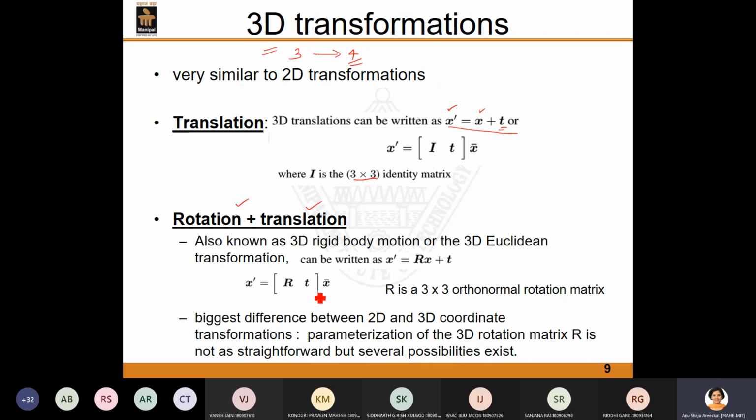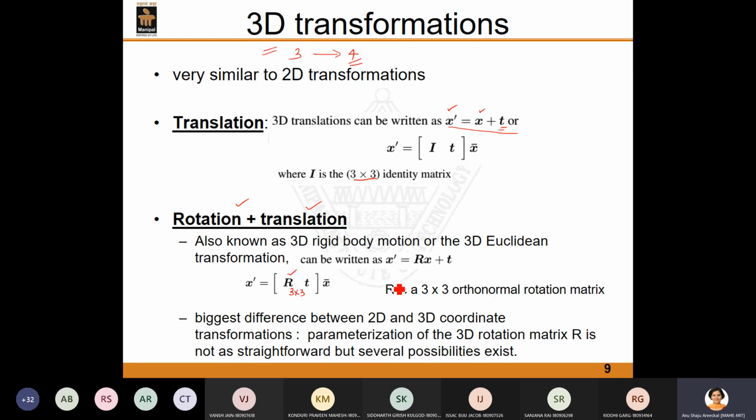And this is how we write the matrix form, right? Now, in the case of 3D, the dimension changes. Instead of 2 cross 2, this becomes a 3 cross 3 rotation matrix. Just like in the case of 2D, where we say that the rotation matrix must be orthonormal, in 3D space also the 3 cross 3 matrix which you are taking as a rotation matrix should be orthonormal. So that property must be there.